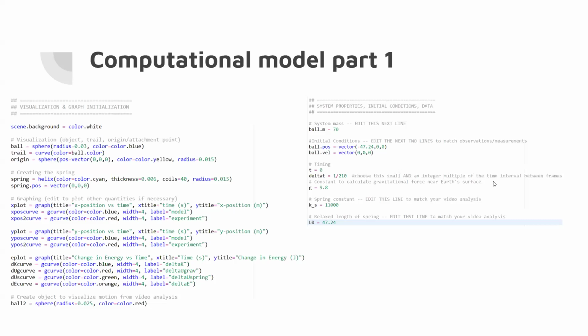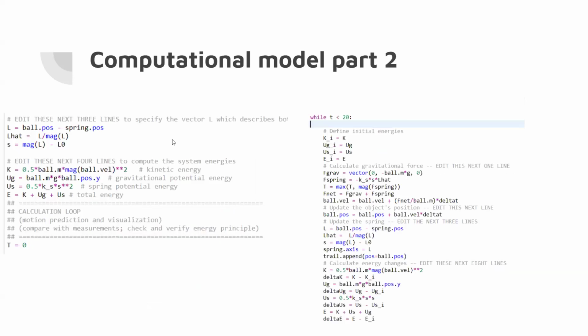So the computational model: on the left part, you can see the visualization and the graph part, and a little bit of the system properties and initial conditions on the right, which we already mentioned before. Then the second part calculates the basic information like the starting energy. And we also include the T, which we'll use to find the maximum tension of the rope, which will happen obviously at the bottom because it's a circular motion.